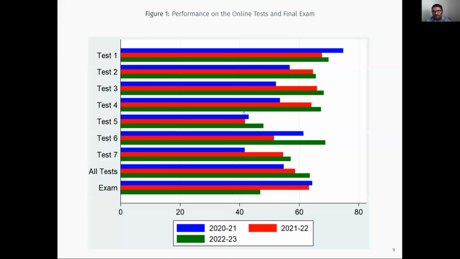And Daniel will go more into the graphs in the rest of the presentation.